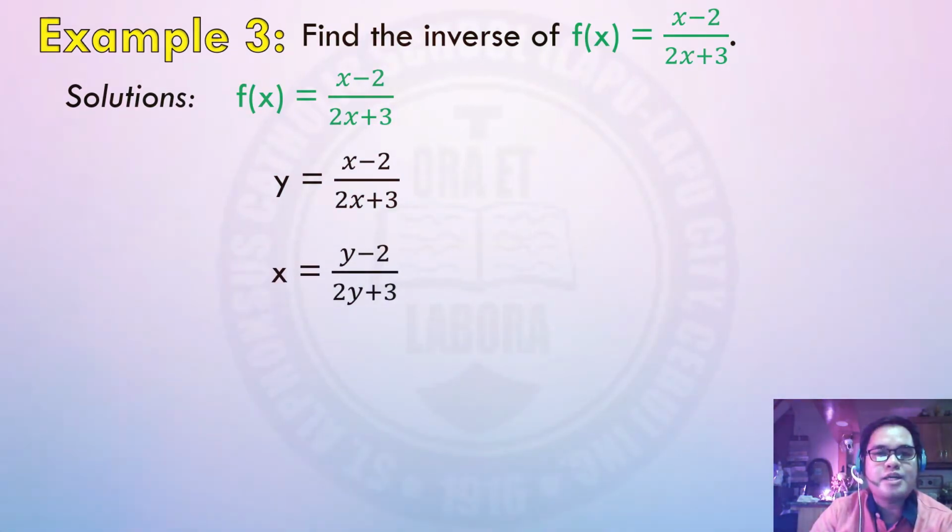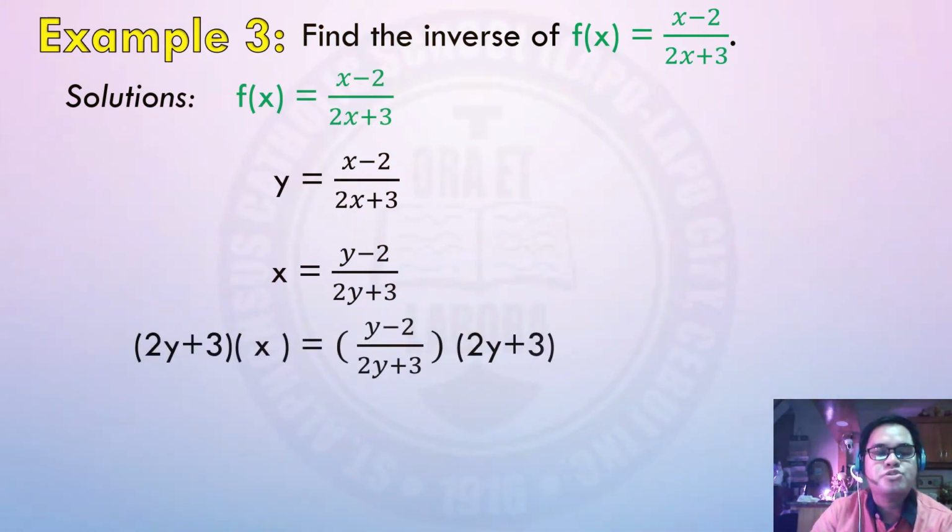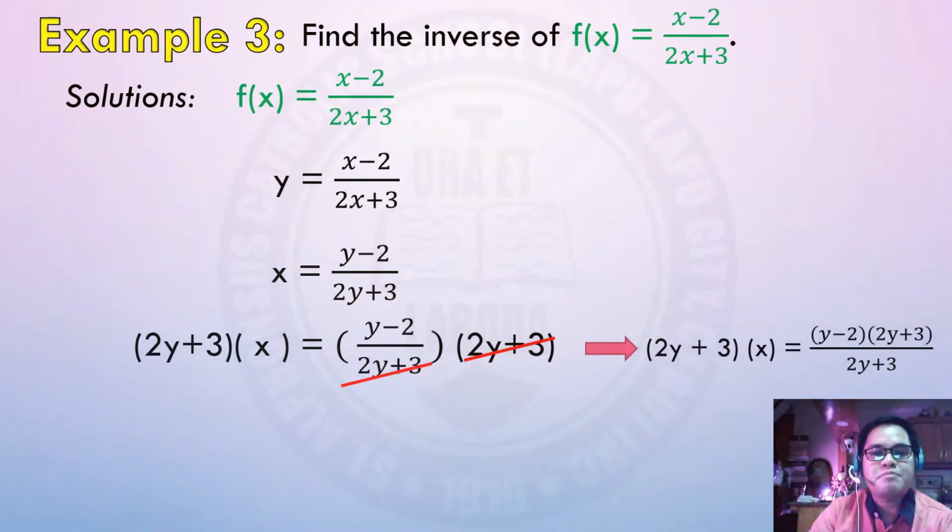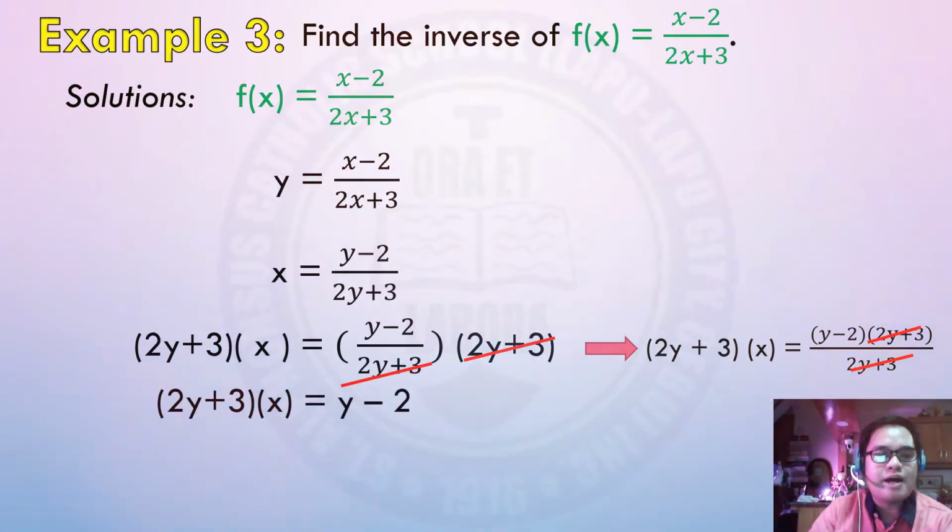So we are going to solve for y in terms of x. So we are going to use the cross multiplication process. So our equation becomes the quantity of 2y plus 3 times x equals the quantity of y minus 2 over 2y plus 3 times the quantity of 2y plus 3. And then we are going to cancel out 2y plus 3 here. Our equation becomes 2y plus 3 times x is equal to y minus 2 times 2y plus 3 over 2y plus 3. So that is why we cancel them out. And our equation becomes 2y plus 3 times x equals y minus 2.